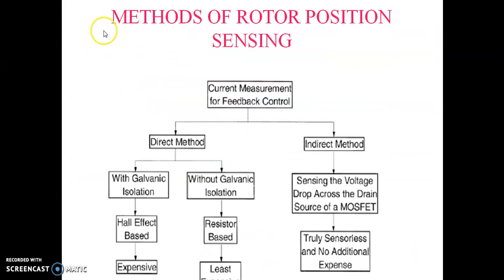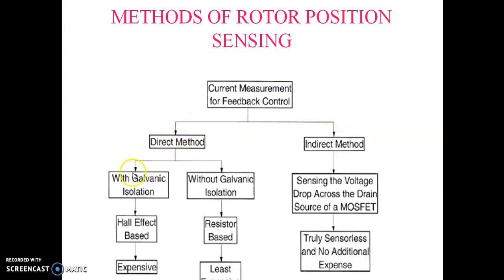Now let us look into the third topic, methods of rotor position sensing. While looking at the methods of rotor position sensing, it mainly depends upon the current sensing methods. So, first we are calculating the current measurement for feedback control, and this involves two different methods. One is a direct method and another one is an indirect method.